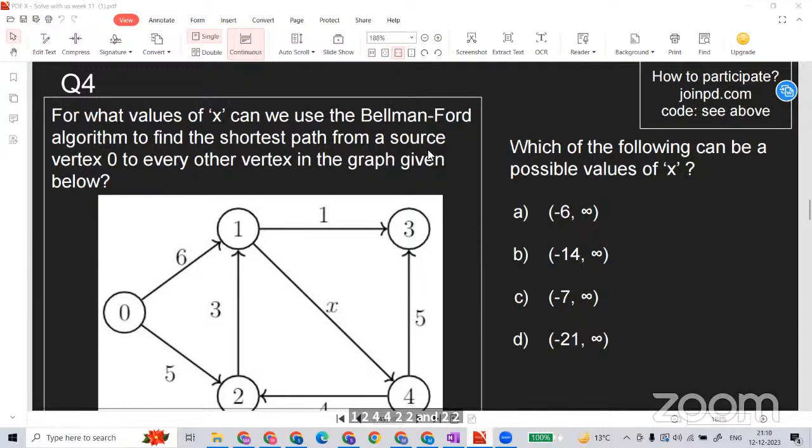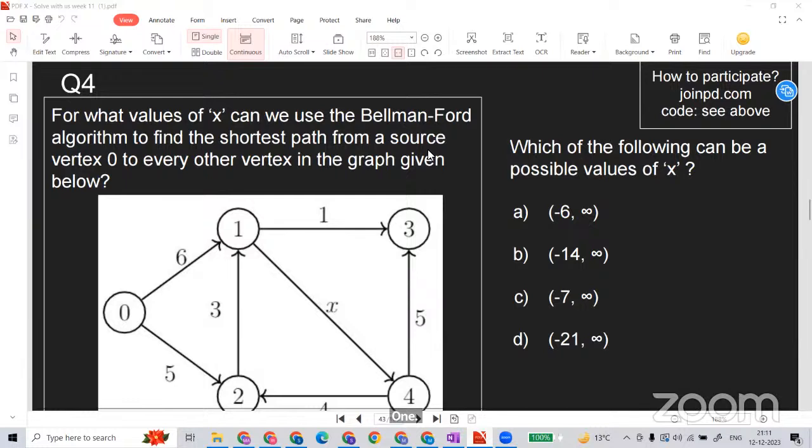And Bellman-Ford says that there should be no negative cycle. So we already have 3 and 4, which is 7. 4 to 2, 4 is there, and 2 to 1 is 3. So we'll add, that is going to be 7. So what is the possible value of x so that we are able to apply the Bellman-Ford algorithm? What will be the possible value? 1? Yes, sir.